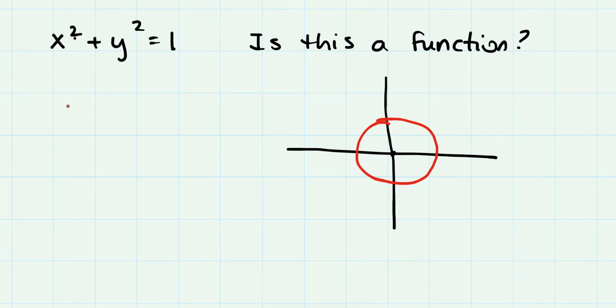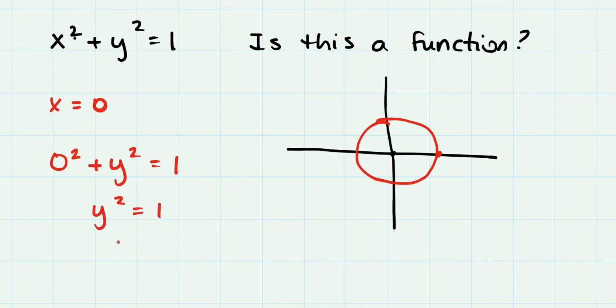What happens if we plug in, for example, x is equal to 0? If I plug in 0, I get 0 squared plus y squared is equal to 1. So y squared is equal to 1, which tells me y is equal to plus or minus 1. So when you plug in 0, you get two options for y.